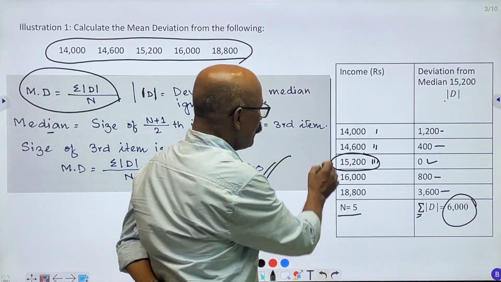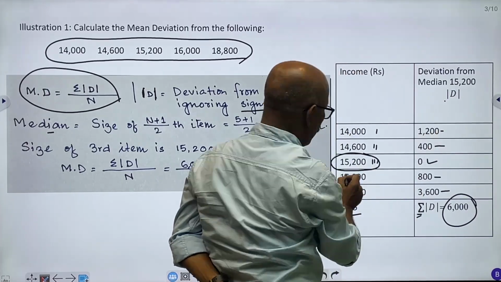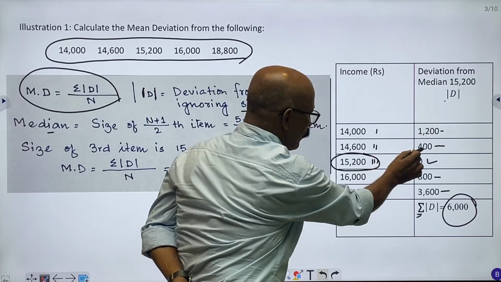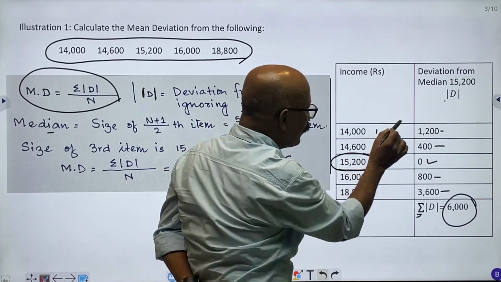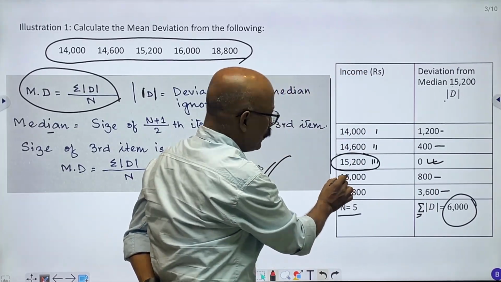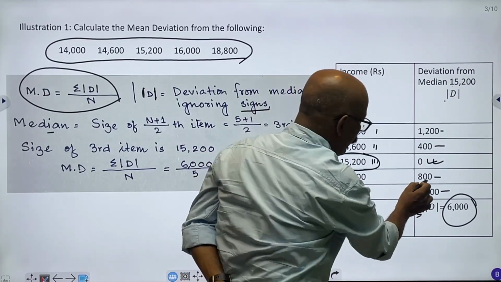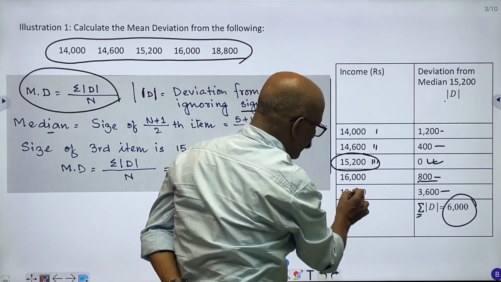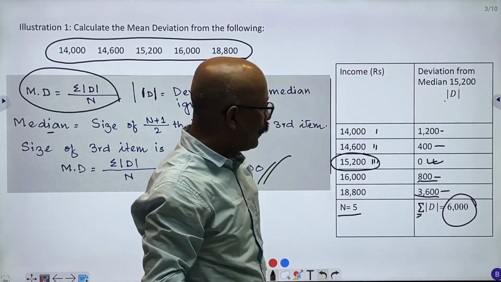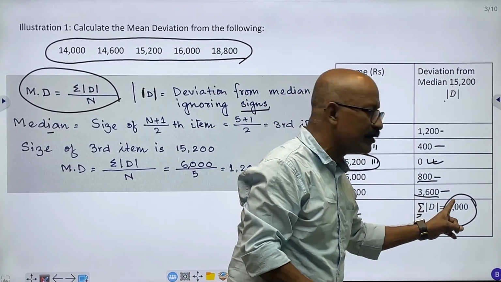Now you see, 14,000 minus 15,200, that means 1,200. Then 15,200 minus 15,200 will be 0. Now 16,000: when we subtract 15,200 from 16,000, the answer will be 800, and like that 18,800 minus 15,200 is 3,600. Now if you make a summation, then the result will be summation modulus D equal to 6,000.